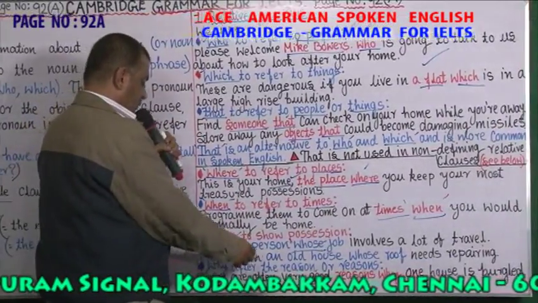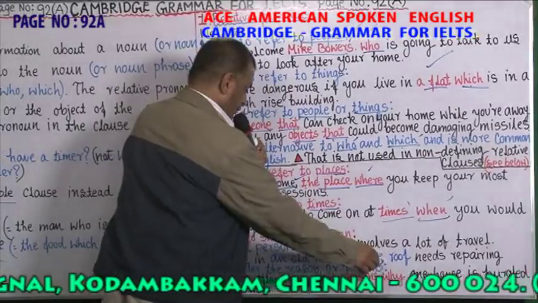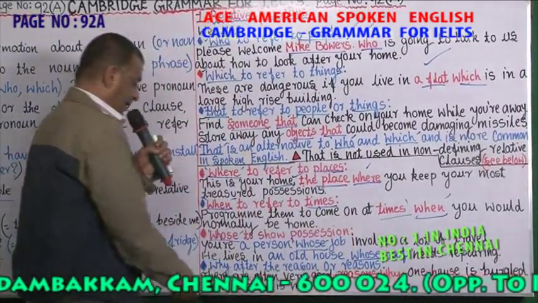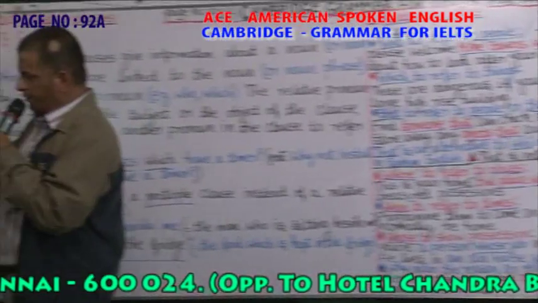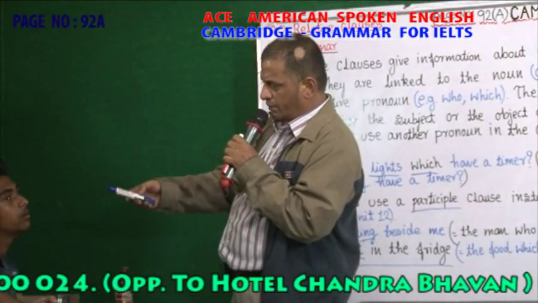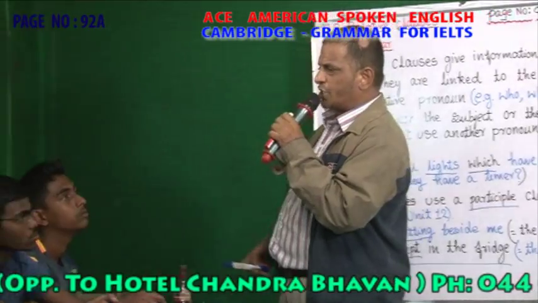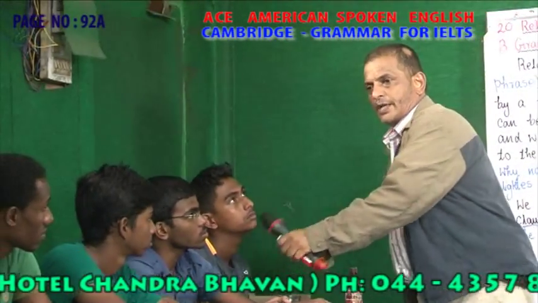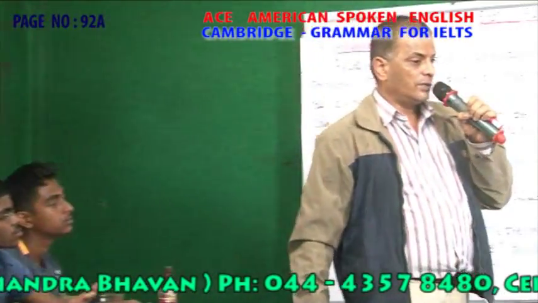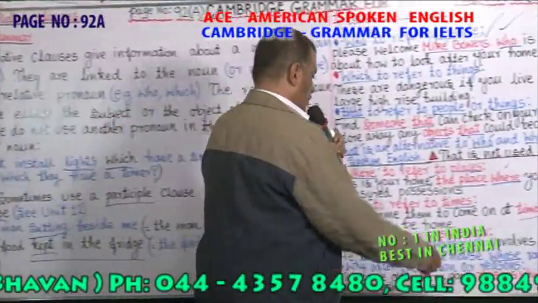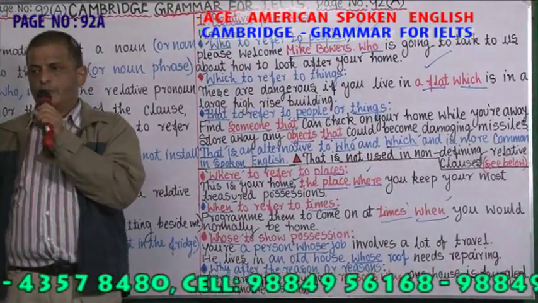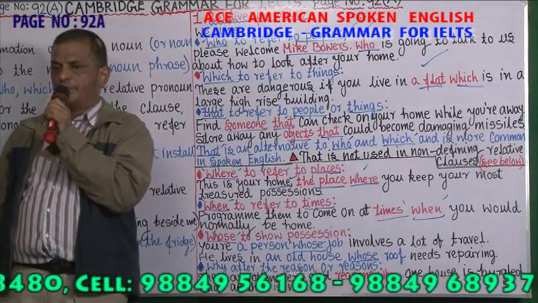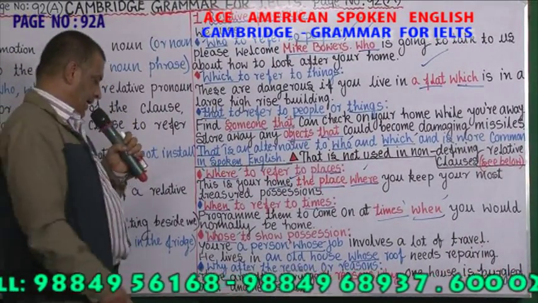Next, he lives in an old house whose roof needs repairing. So whose stands for what? That person's house. Whose roof stands for what? The person's house. So whose is possession.